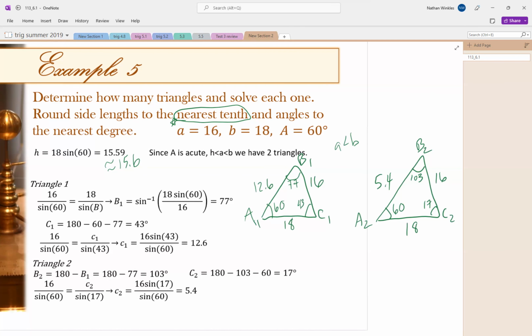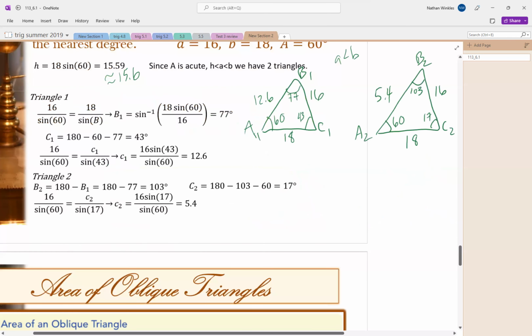So these are our two different triangles that can be formed based off of this information that's given. This is probably the hardest style problem because of figuring out that you have two triangles and then where to start on the second triangle. The first triangle should be straightforward with everything that we normally do.